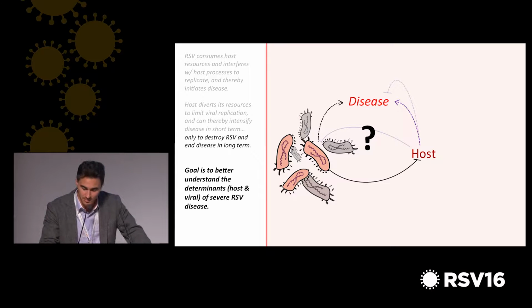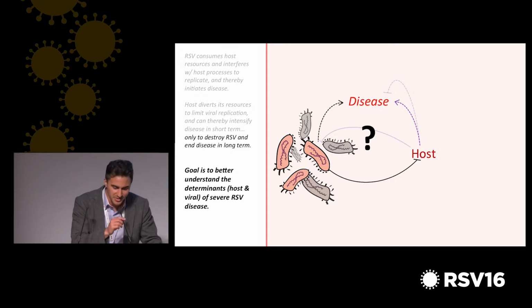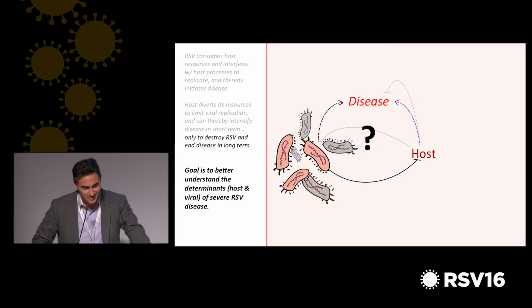And my point is simple. Is this one working? Okay. So my point is simple, and that is that disease is a relationship between host and pathogen, and pathogen and host. And if you want to understand the mechanisms of disease, then you have to consider both pathogen and host. So in the following study, we sought to better understand the viral and host determinants of severe RSV disease in otherwise healthy infants.